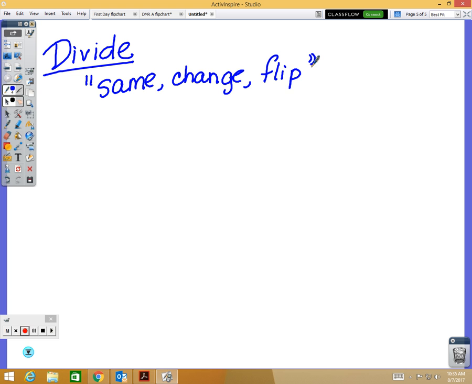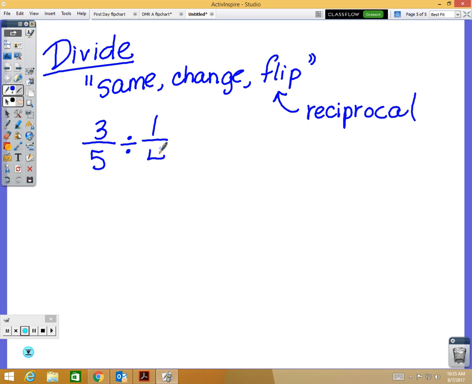And again, you spell reciprocal like that. So we should all be familiar with that word, reciprocal. So let's practice doing that. If you had 3/5 divided by 1/4, we want to rewrite this as a multiplication problem. Who'd like to tell me what it is?